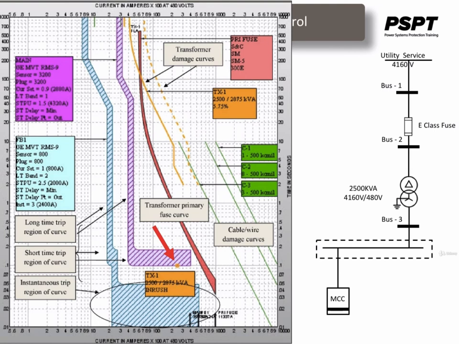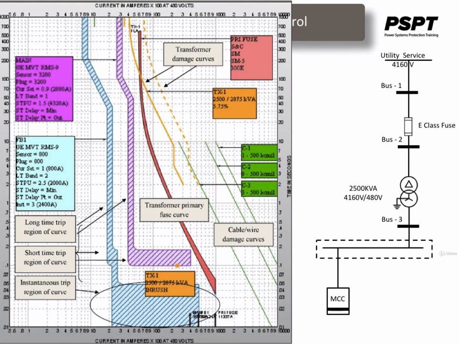These differences in the unbalanced and 100% damage curves can be mitigated with additional protective relaying, allowing 100% curves to be used for power system design without the risk of transformer damage.